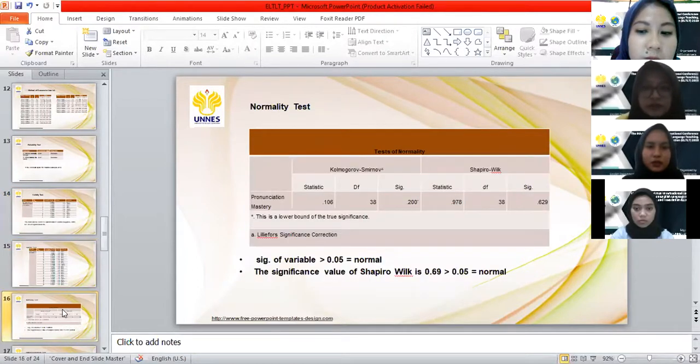And then for the normality test, the researcher uses Shapiro-Wilk because the respondents are less than 50.